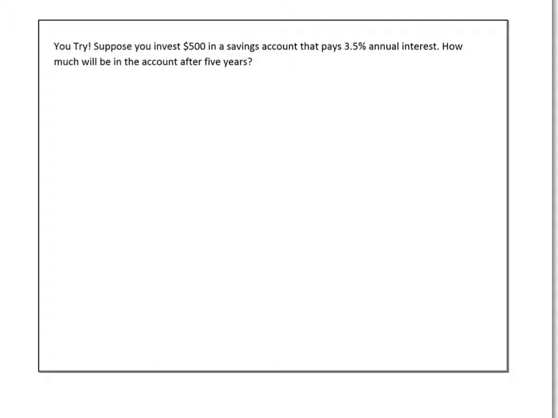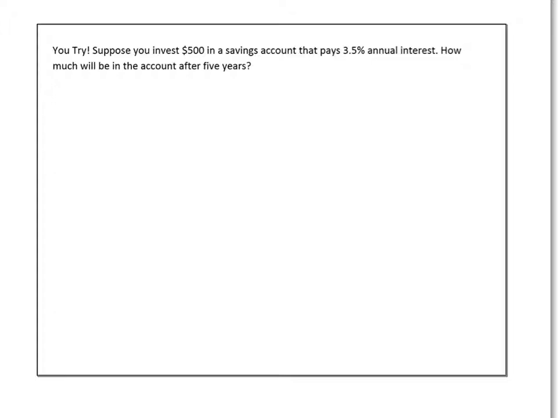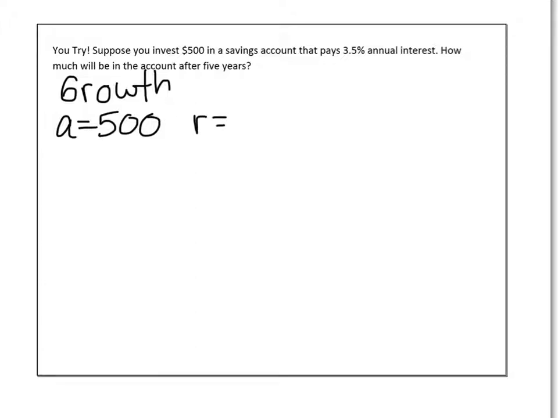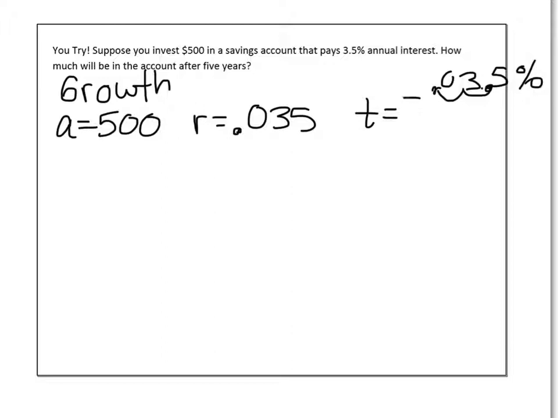The first thing is to figure out if it's growth or decay. We're talking about a savings account, which means we'd be looking for more money in the account, so that's growth. We start identifying our variables. Our initial amount is 500. R starts off as 3.5%, but since it had a percent sign, even though it's a decimal, it still has to be moved. So we go 1, 2, which means our rate is 0.035, and our amount of time periods is 5.